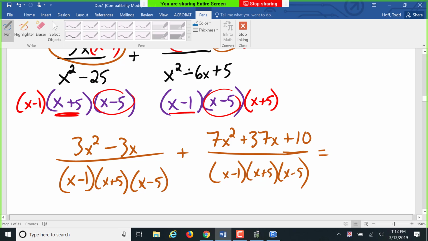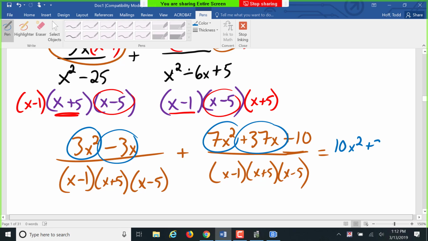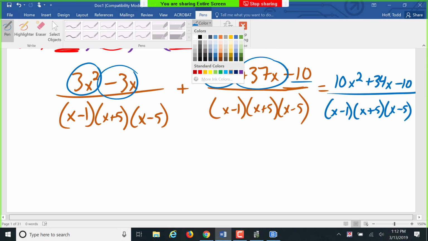Now on top, I add 3x squared and 7x squared to get 10x squared. Negative 3x and 37x is a positive 34x, and then negative 10. That is over x minus 1, x plus 5, x minus 5. We should be safe and try to factor that numerator if we can.